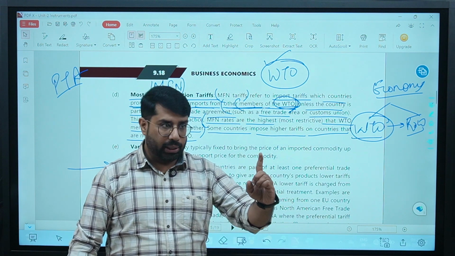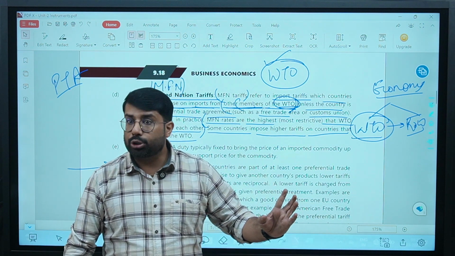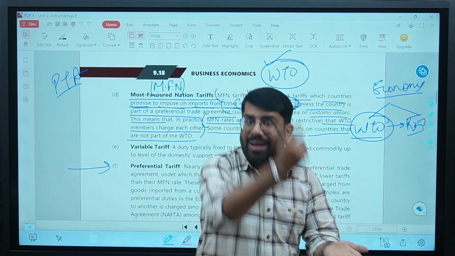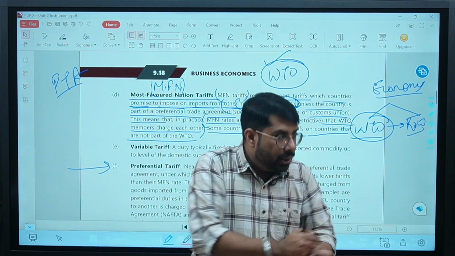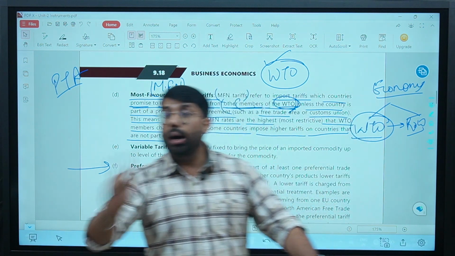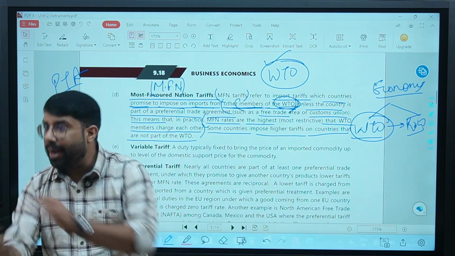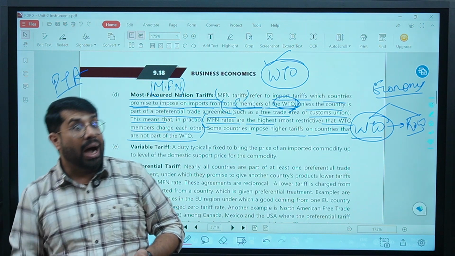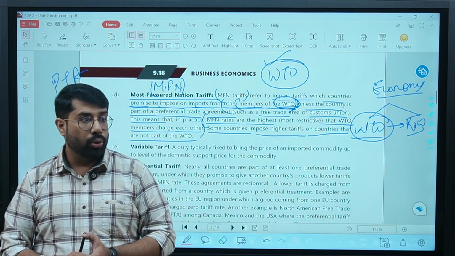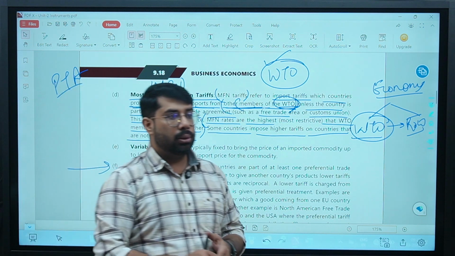One second. Are you clear with this thing? Yes or no? Once again. Preferential trade agreement, yes. In that case, the tariff rate will be lower as compared to MFN tariff. Preferential agreement, no. Then we will charge the highest tariff from each other. Are you clear with this thing? Yes or no? Yes, beta. What is your question?